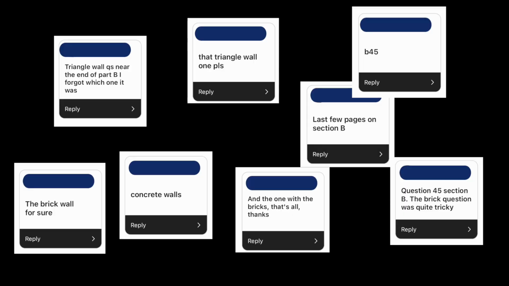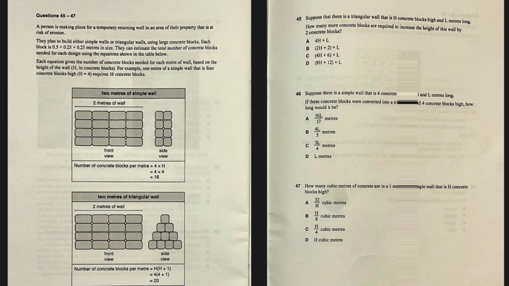But overwhelmingly, there was one question and one section of part B that a lot of people wanted me to go through, and that is what I'll be talking about today. Enjoy. Okay, let's have a look at the question.